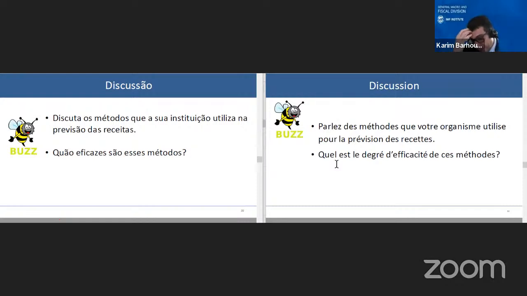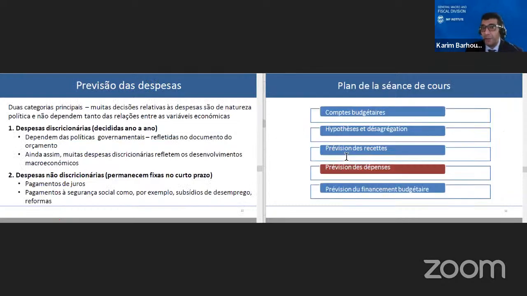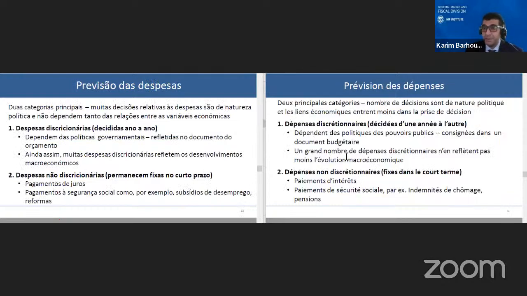Now, after we have seen how to forecast revenue, we will look at the expenditure side. What I want you to understand is that because many decisions about government expenditure are political in nature, there is less scope for relying on economic relationships in forecasting the level of government expenditure than in forecasting that of revenue. Broadly speaking, expenditure can be divided into two categories.